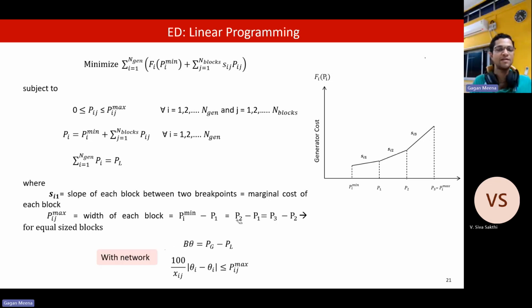So the same thing is written here. B theta is Pg minus PL. These are vectors. Theta is a vector. B is the matrix. Theta i minus theta j, absolute value. This is an inequality constraint. We can make it into an equality constraint by adding a slack variable. And we can write it like this.